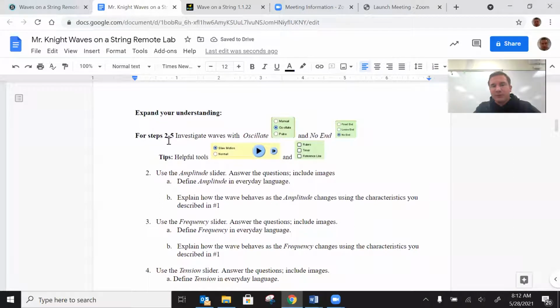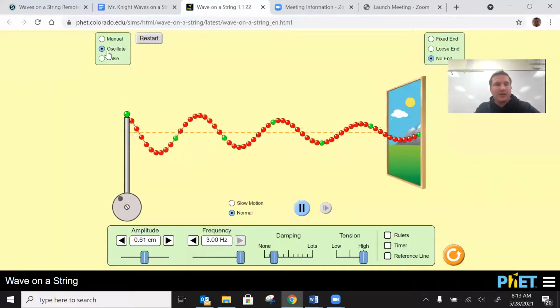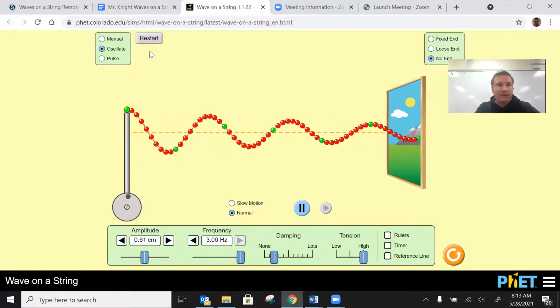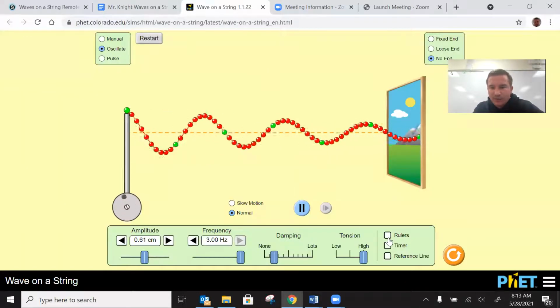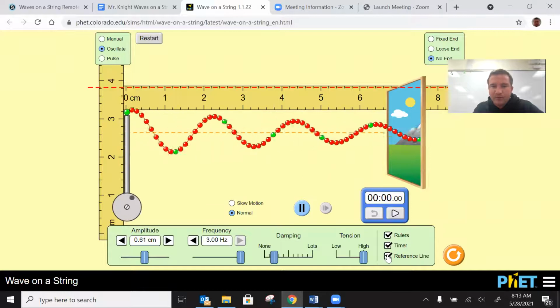For steps 2 through 5, investigate waves with oscillate and no end. I think I'm already on oscillate, and no end. Yes. All right. So I'm on both. There's a slow motion tool to help you slow some things down. And then we have rulers, timers, and reference lines to work with as well.